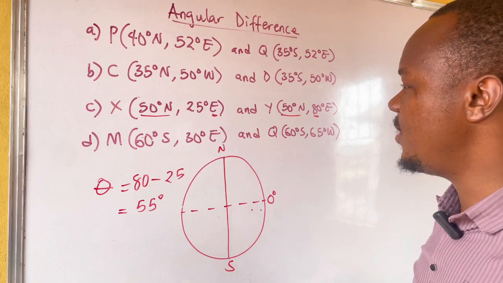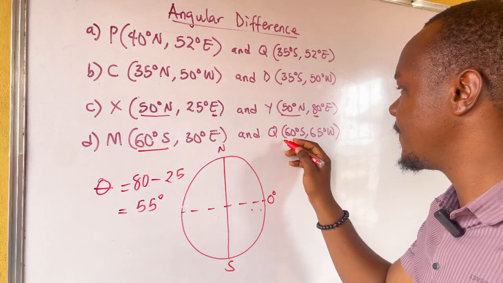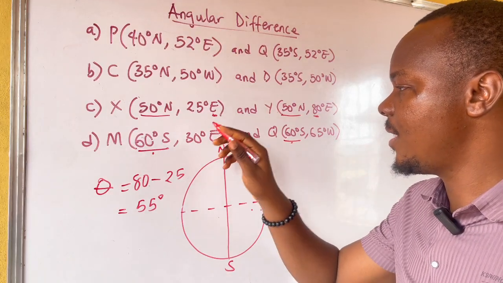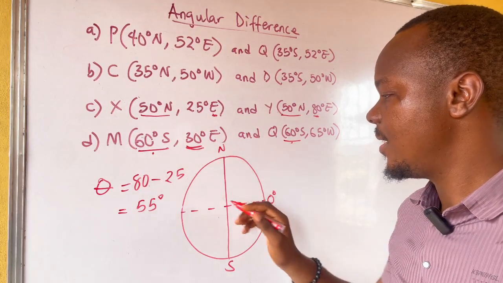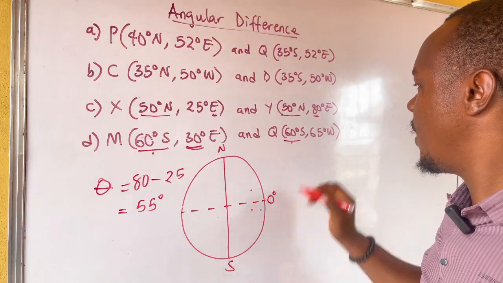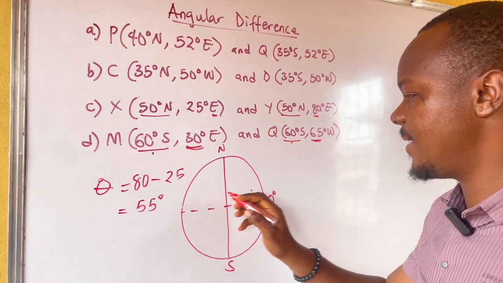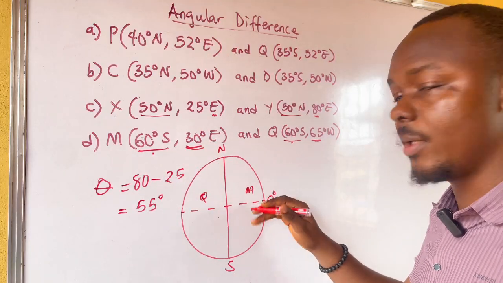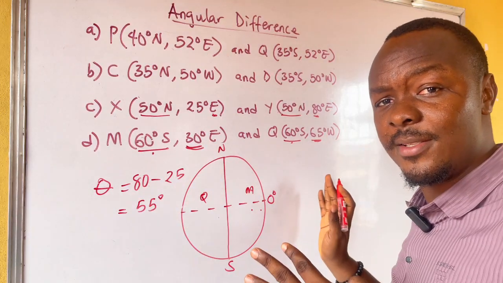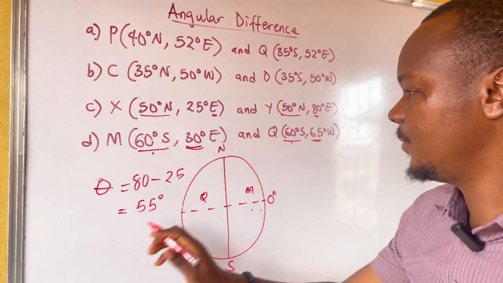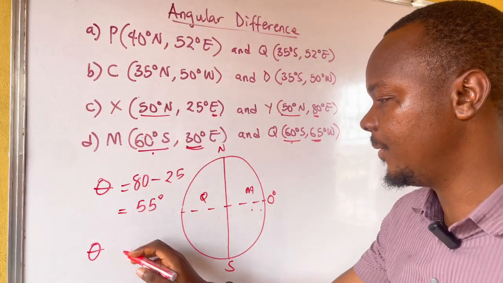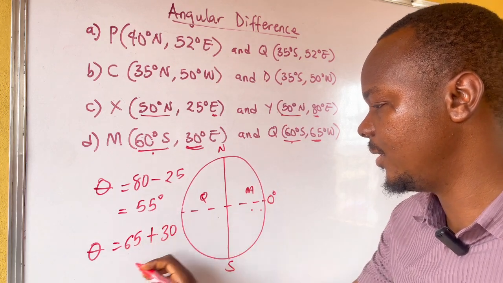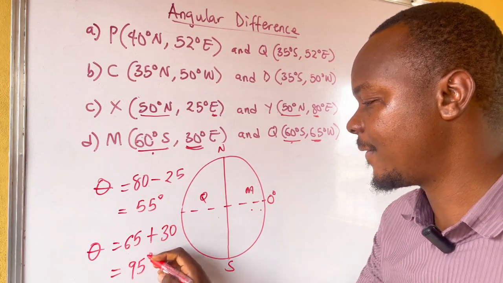Let's do D. D, we have the same latitude again. So latitude 60 degrees, latitude 60 degrees. The difference is their longitude. So this is 30 degrees east. That means it's on this side, the right side. While this is 65 degrees west, meaning that it's on this side. So Q will be somewhere on this side, while M will be somewhere on this other side. So when they're on different sides, you add. So the angular difference for D would be 65 plus 30, which is 95 degrees.